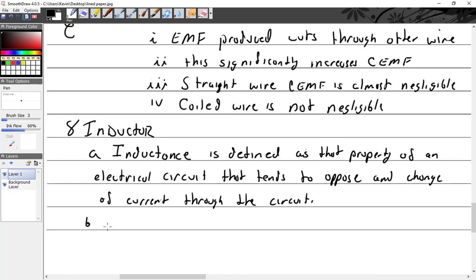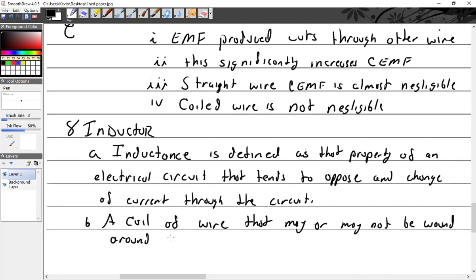Inductor B. A coil of wire that may or may not be wound around a core.